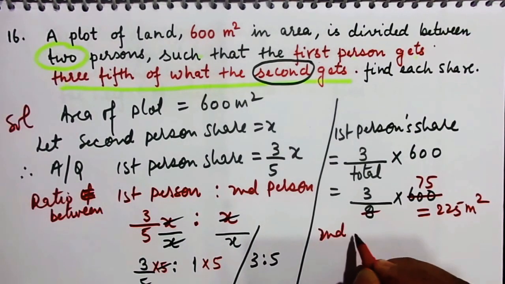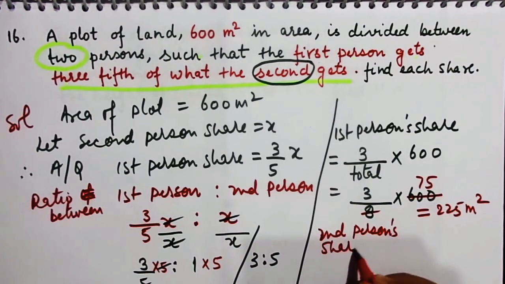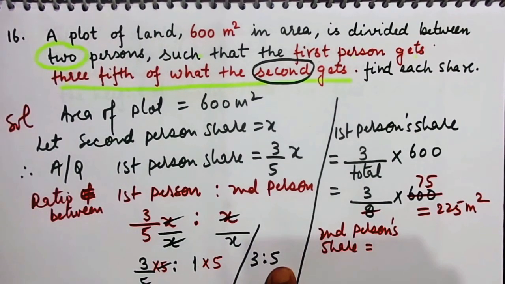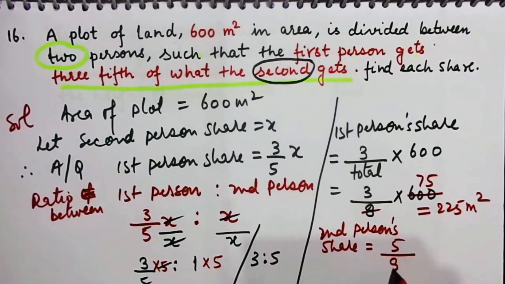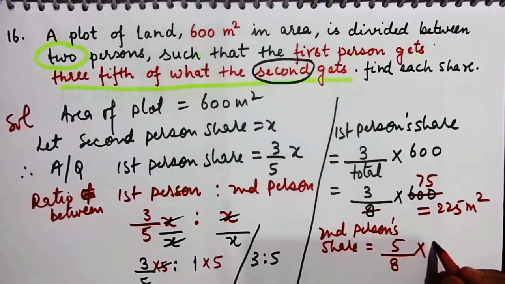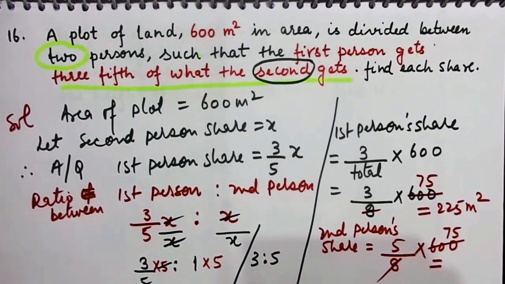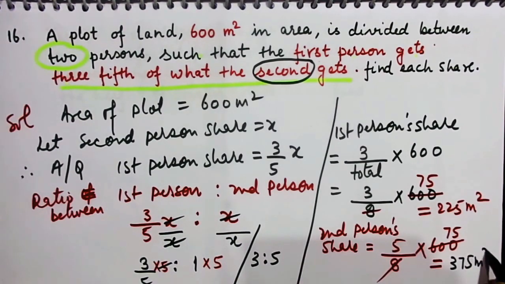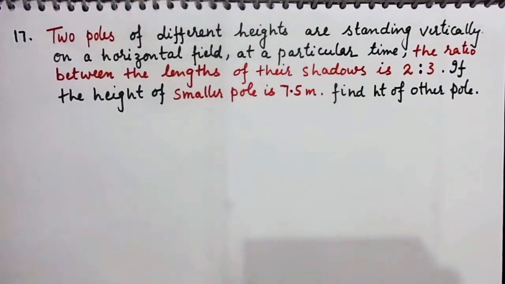Similarly, your second person's share will be equal to, second person was 5, therefore 5 by the total sum of the ratio 8 multiplied by 600. Let's cancel 8 how many times? 75, and finally you will get a value as 375 meter square. Clear? Number 17.